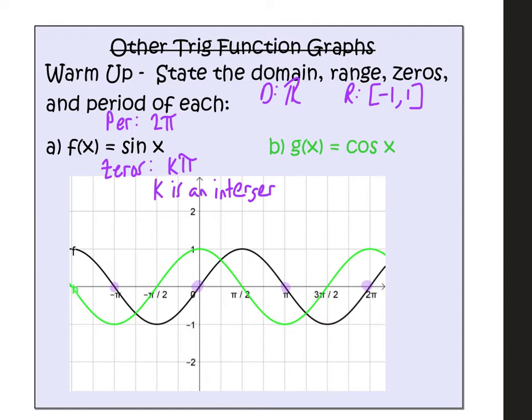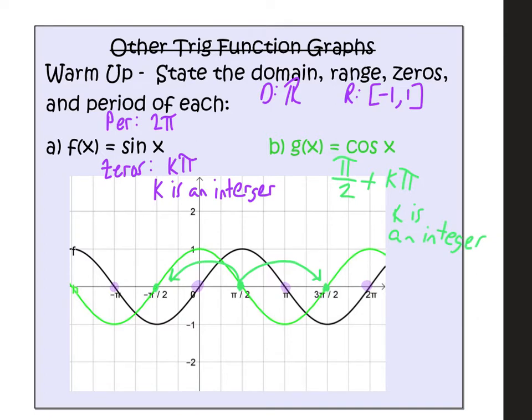While for cosine x, the green graph, we see that its zeros occur at different spots. So what we could do, we could say the first one is at pi over 2, and then the next one will occur pi later, or pi before that. So it could be written as pi over 2 plus k pi, where again k is an integer. Okay, and that's just a fancy way, so we don't have to list them all. It's just a way of showing the pattern.